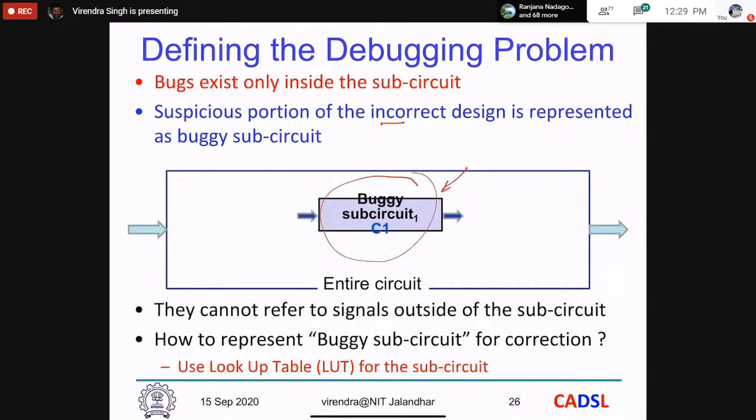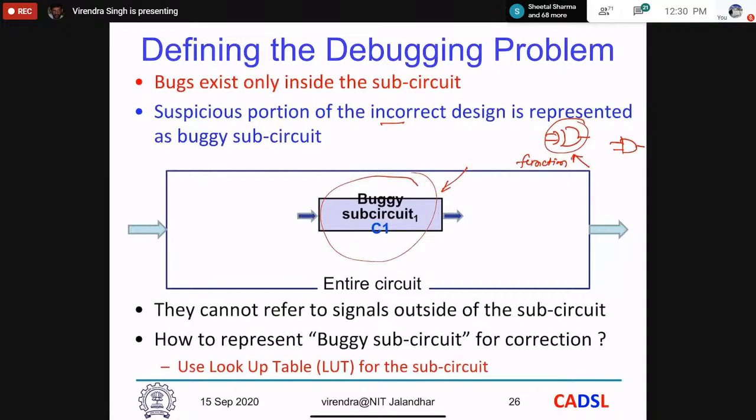Now what I can do is, in the previous example of the adder, my XOR gate was replaced by an AND gate, right? So now this was the suspicious portion. Now what I want to find out is the real function of this, what should be the correct function of this so that my design is correct.